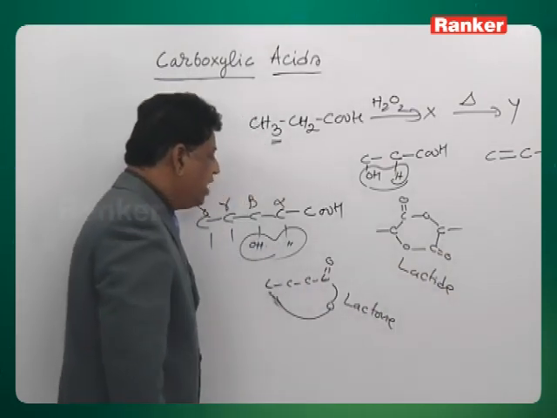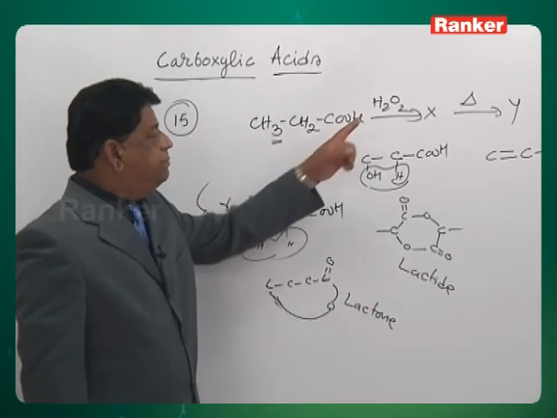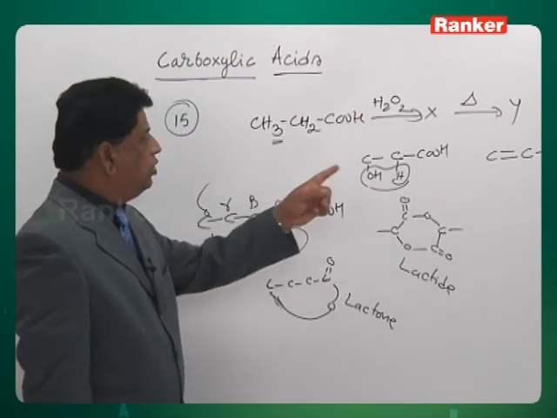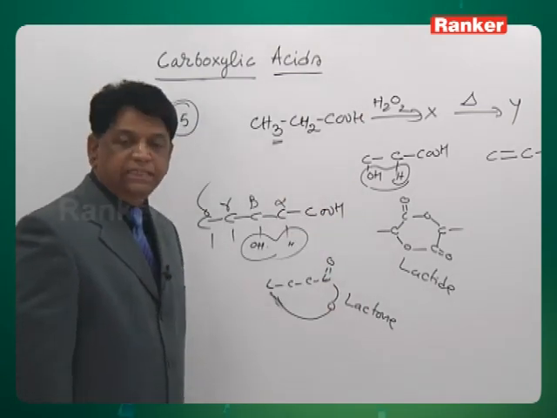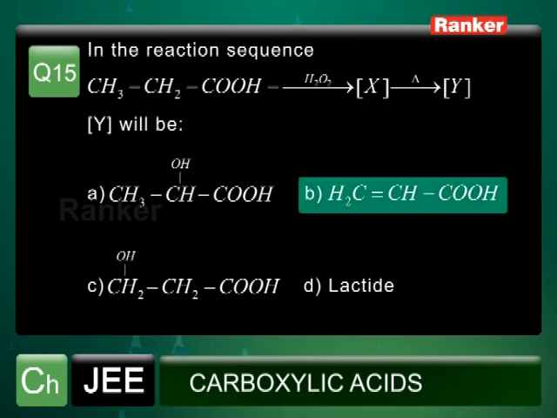So, a lactide is formed through the alpha hydroxy acid, but X is a beta hydroxy acid, therefore you will get an unsaturated acid, that is an alpha beta unsaturated acid. That is the concept here. So, the answer will be B.